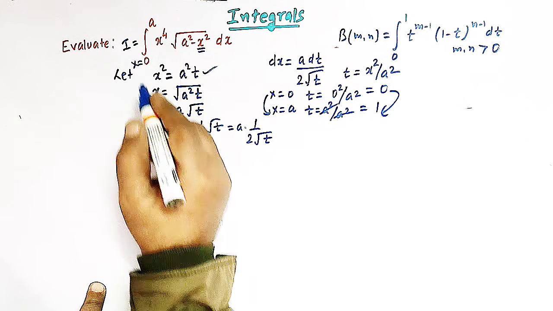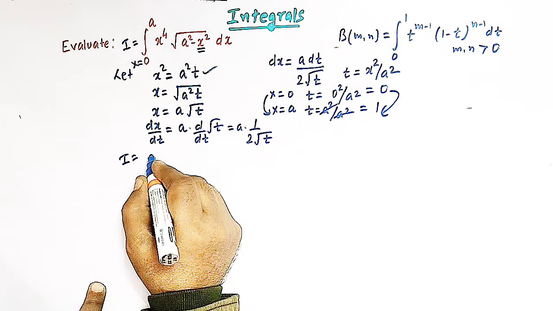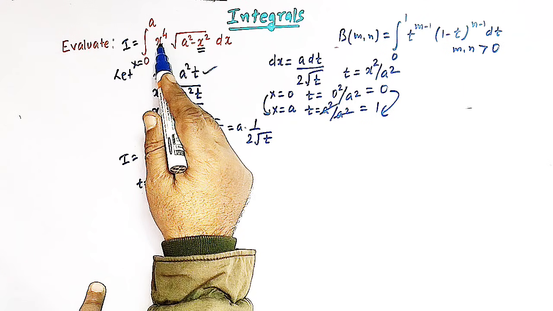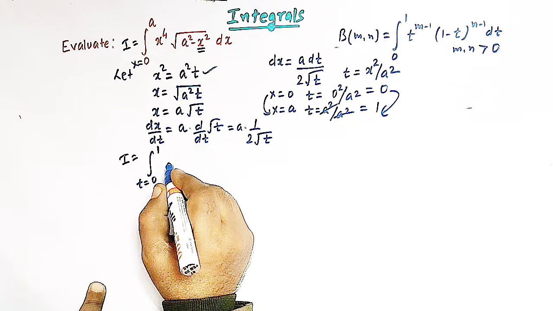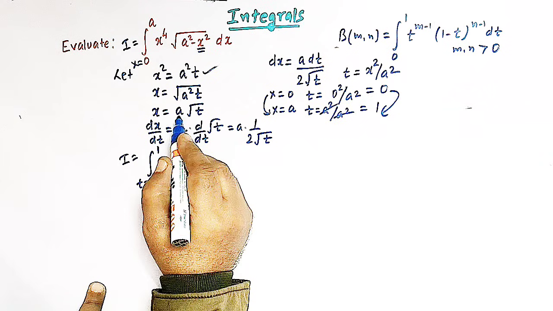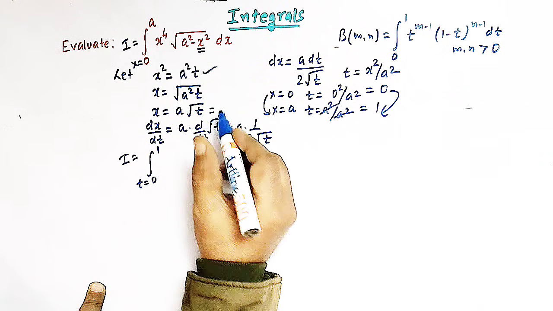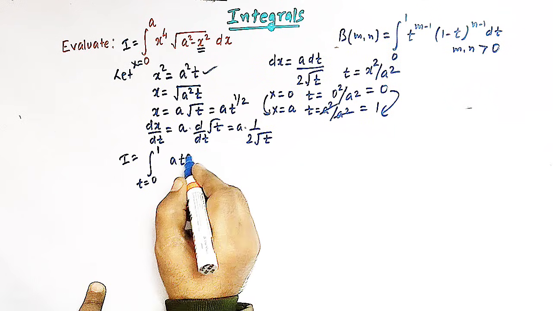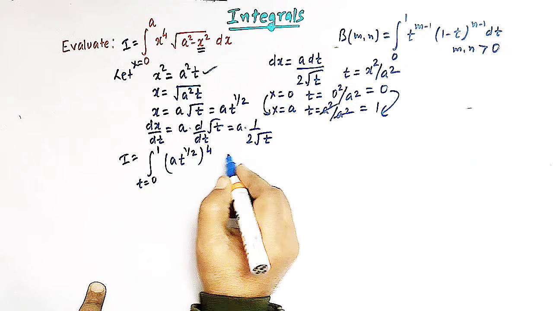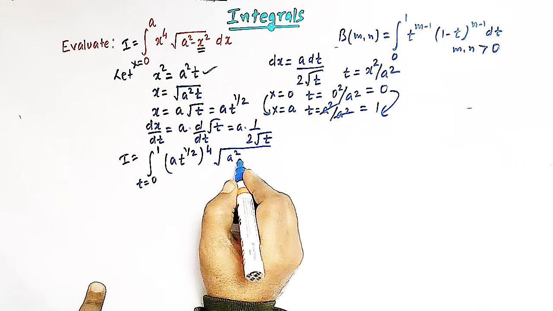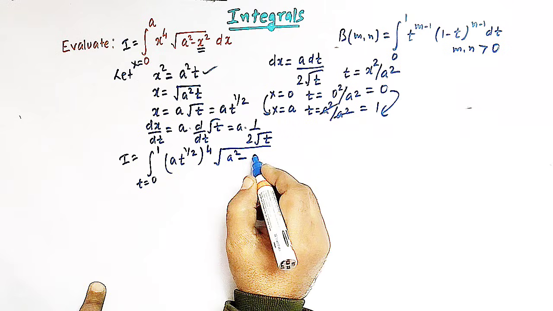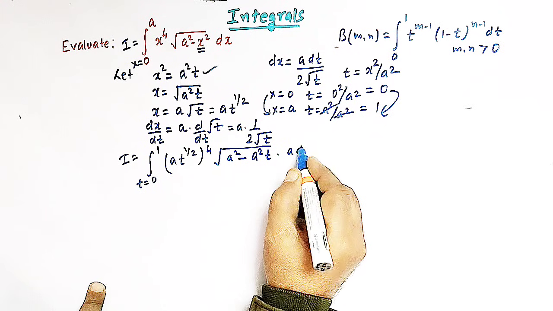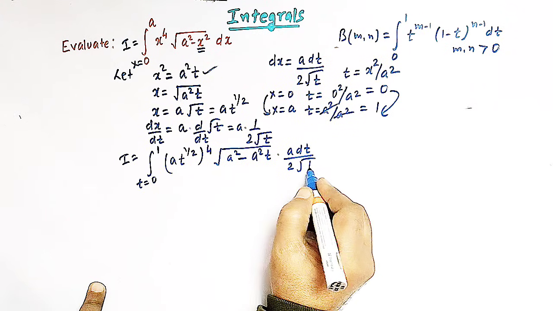Now we can write this integral I in terms of t. We have the limits t equal to 0 to 1, and here we have x raised to 4. We can now write x as a times square root of t, that is a times t raised to half, all raised to 4. Then we have the square root of a square minus x square, where x square is a square t, and dx is given by a dt over 2 times square root of t.